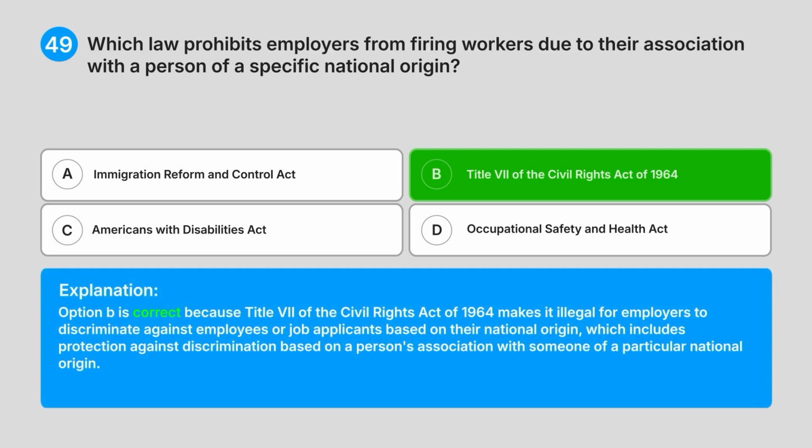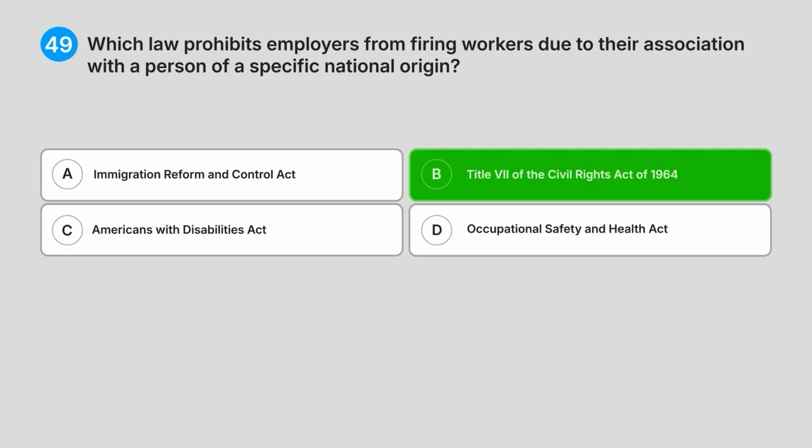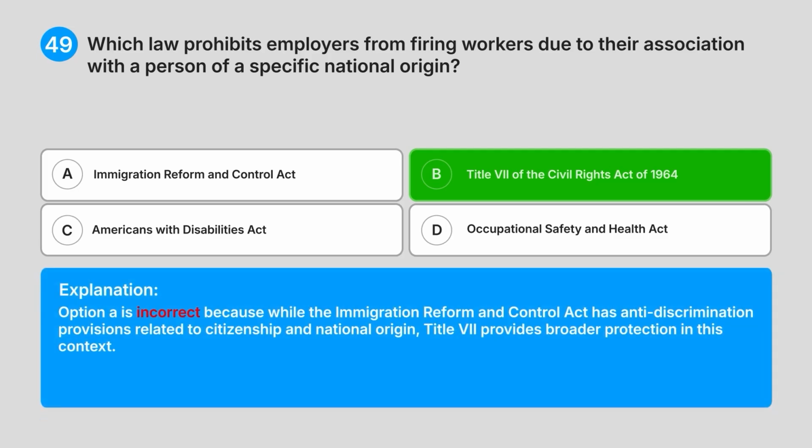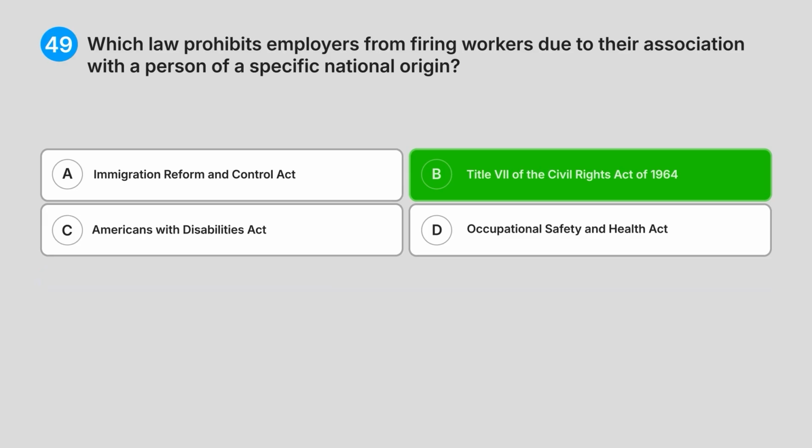Explanation. Option B is correct because Title VII of the Civil Rights Act of 1964 makes it illegal for employers to discriminate against employees or job applicants based on their national origin, which includes protection against discrimination based on a person's association with someone of a particular national origin. Option A is incorrect because while the Immigration Reform and Control Act has anti-discrimination provisions related to citizenship and national origin, Title VII provides broader protection in this context.